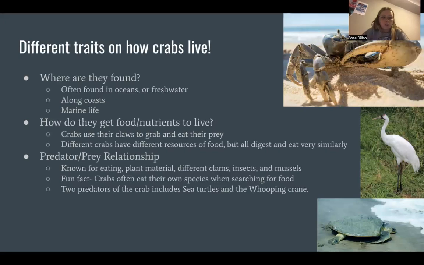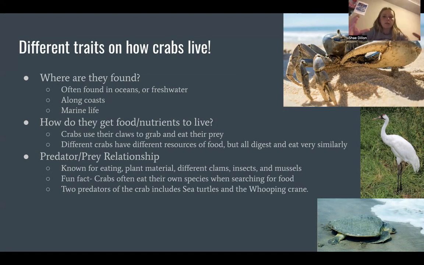So where are they found? Blue crabs specifically are found on the coast of the Gulf, Pacific, Atlantic. They're all along the coast. In the oceans, some different crabs are found in rivers, lakes, different bodies of water.